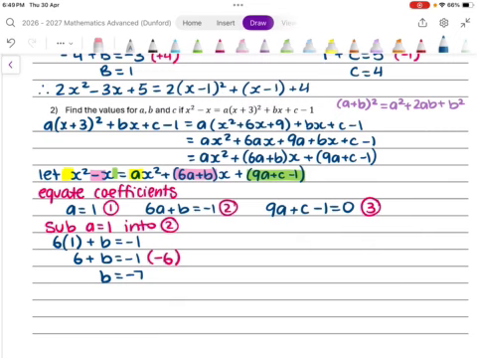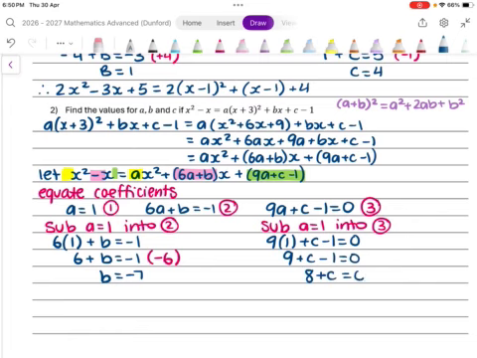Now, looking at our third equation, we have 9A plus C minus 1 equals 0. So in order to find our C value, which is our missing value, we just need to sub in A equals 1 into 3, because there's no B value there, so we don't need to sub it in. We'll have 9 lots of 1 plus C minus 1 equals 0. So 9 plus C minus 1 equals 0. 9 minus 1 is 8, plus our C equals 0. We then minus our 8 to the other side to leave us with C equals -8.